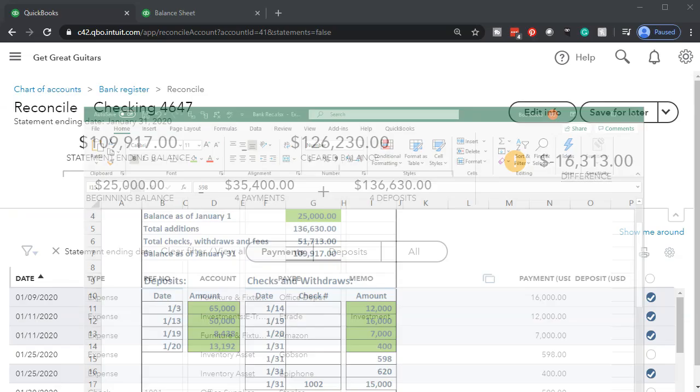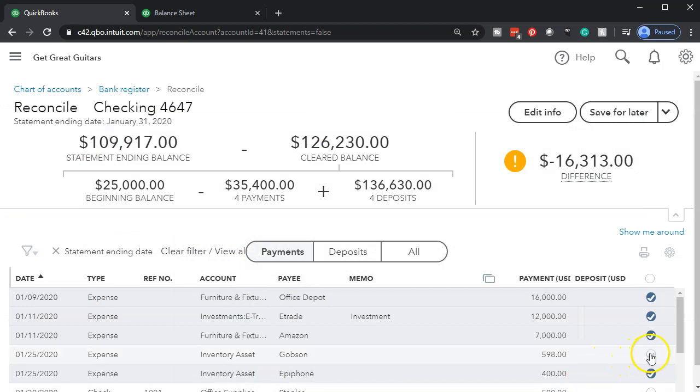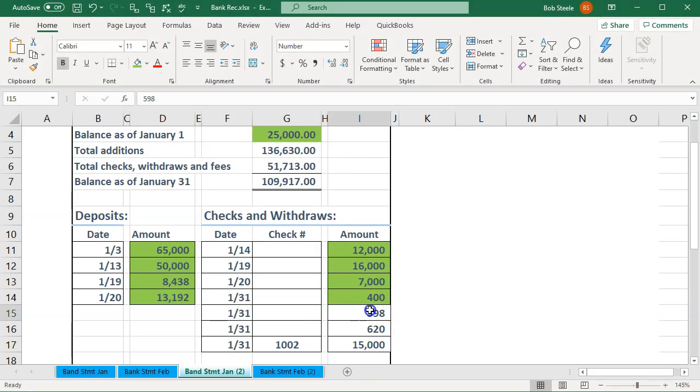Here's the 598, and there's the 598. So that works out now. Now, obviously, you can do this faster. Once you get good at this, you can go back and forth and not do it just one way. But I'm getting in the practice of going from the bank statement over there.